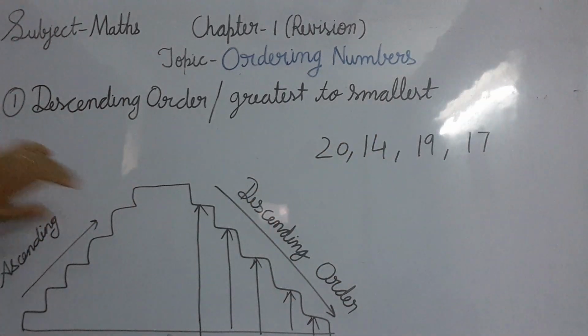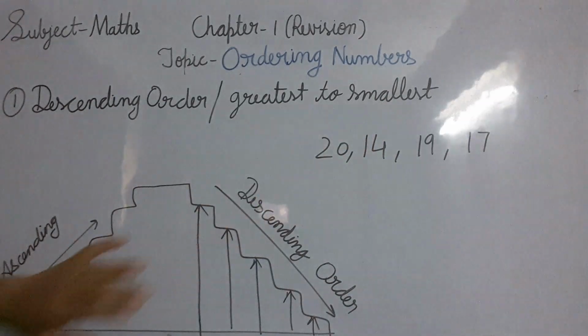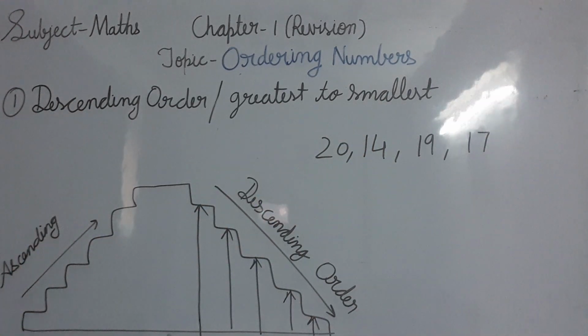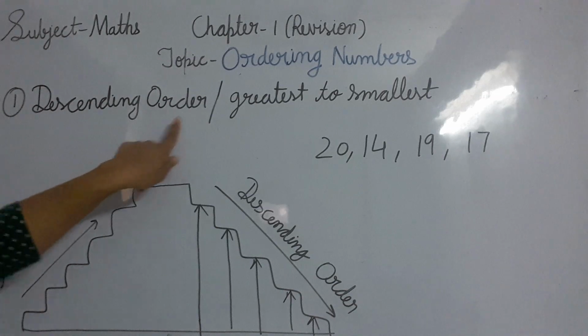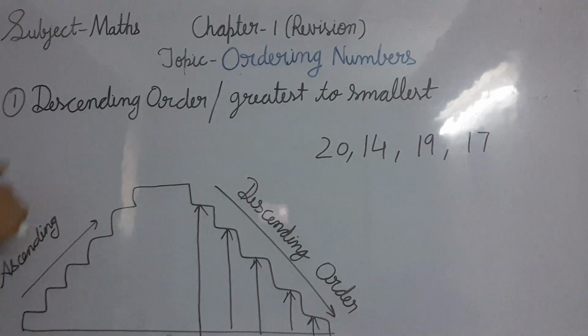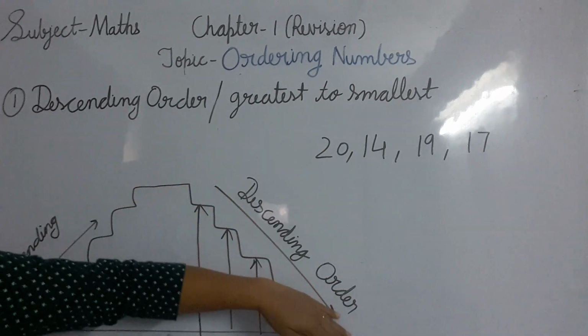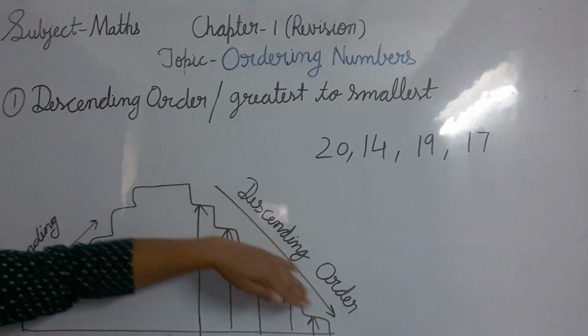It means we have to arrange the numbers from greatest to smallest. It is just the reverse of the ascending order. See here, in ascending order we were arranging the numbers smallest to greatest, but the descending order will arrange the numbers in greatest to smallest. A nice example of descending order is coming down from the stairs.